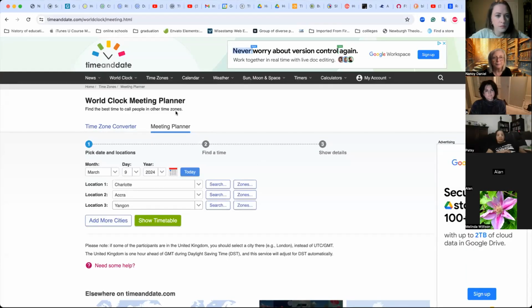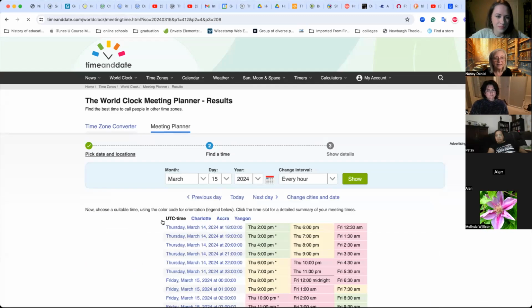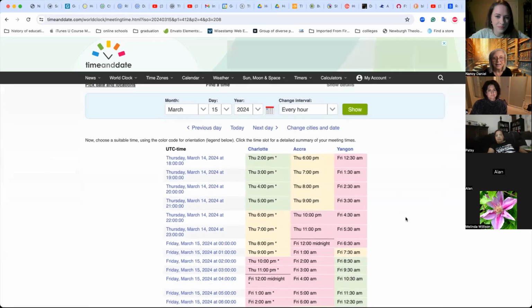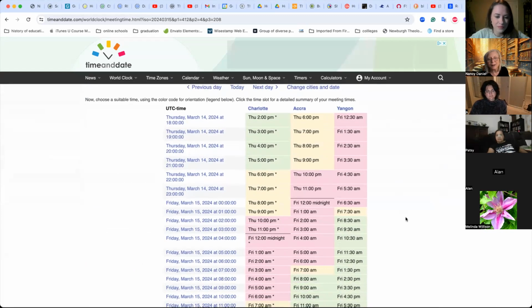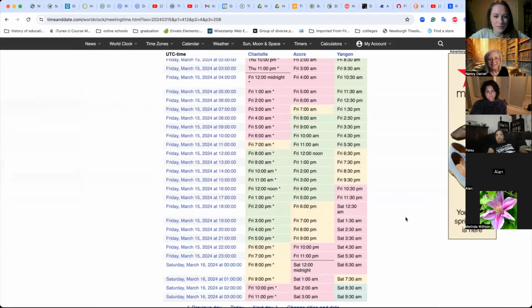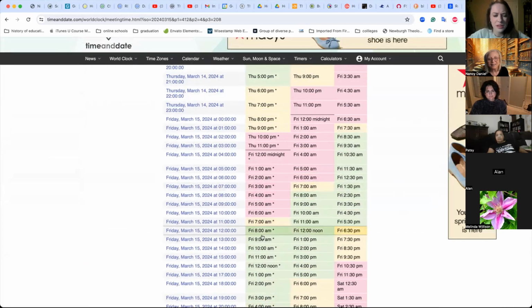This is a world clock meeting planner. So if I'm looking at March 15, I'm gonna go ahead and show the timetables for Accra, Yangon, and Charlotte, because I figured that's the right set. What they're doing is telling you, let's see. Oh, that's cool. The green is where everybody is fine.